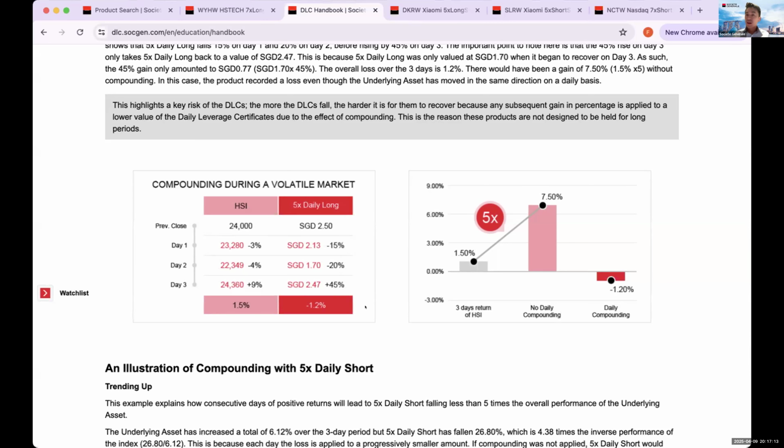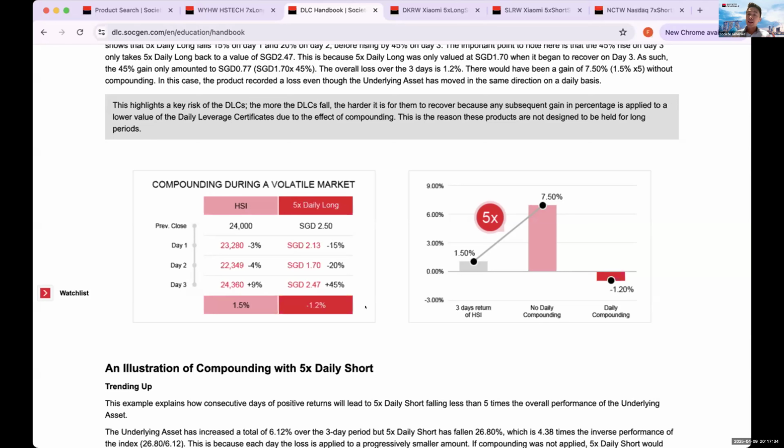So the compounding effect feature is the reason why you should not be holding on to this DLC for long term, because in the long run, markets are not in one direction only. In the long run, markets are actually sideways, and the DLCs don't work well in a sideways market. So the longer you hold the DLCs, the more you're at risk of it becoming a sideways market, and therefore the compounding effect feature will not work so well for you.